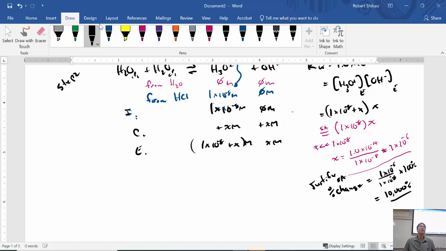And I end up with a 10,000% change. What's my max? 5%. The percent change gives you a ballpark of how much error to expect. Less than 5% is acceptable. Greater than 5% is unacceptable. And so what we see is that this is not acceptable.